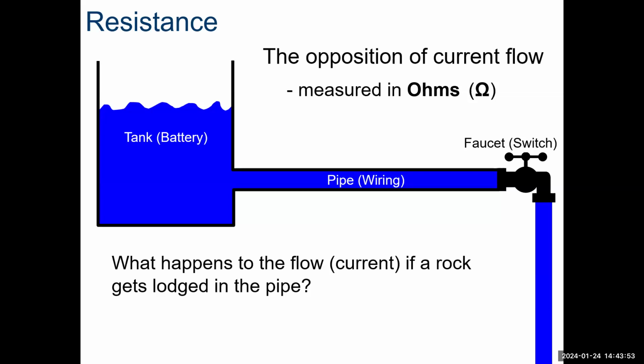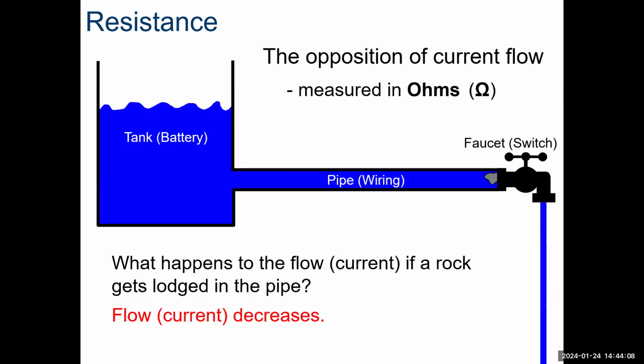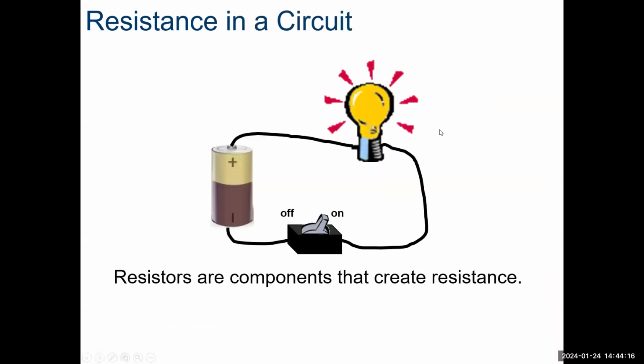All right, let's think about resistance. So ohms is the resistance to that flow. What happens to the flow if a rock gets lodged in the pipe? Right, rock comes down, boom, goes in and gets lodged. The flow decreases, right? Now we have a smaller amount of flow because of this resistance. Same kind of thing in electrical current. Resistors are the components that create resistance, right? So this is a resistor. It's reducing the flow.